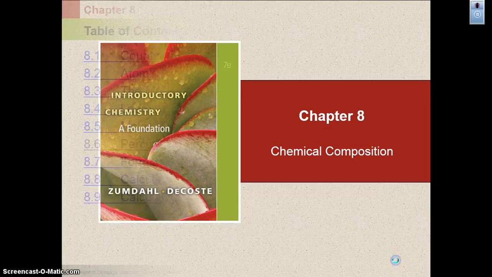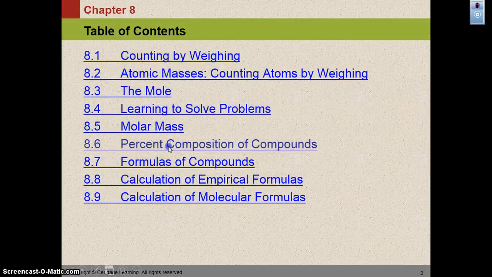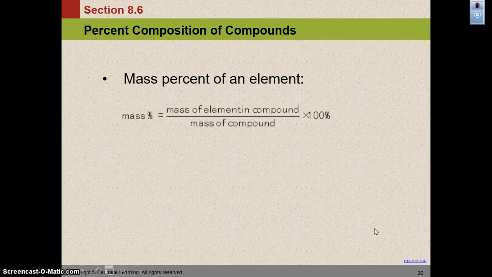Today we're going to take a look in Chapter 8 at how to do percent composition of compounds. It's a really simple concept, just a little bit of math involved. We're going to find the mass percent of an element in a compound by taking the mass of that element and dividing it by the mass of the compound, and multiplying that times 100.